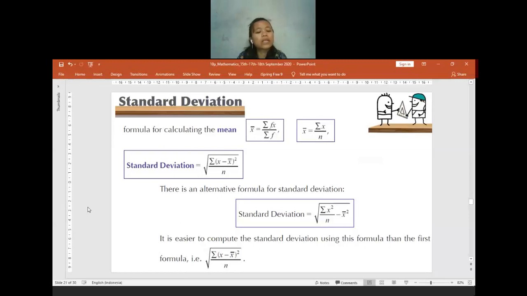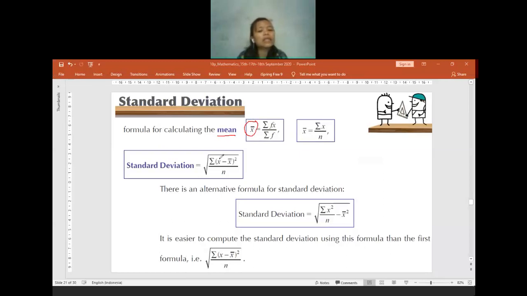For standard deviation, there are two formulas, but I think the second formula will be easier for you to calculate, with less calculation. Later on, if you pick either one, the answer will be the same. So the standard deviation will be the square root of sigma open bracket x minus x bar. The x bar here is the mean. Yesterday we already learned about the mean. So this is x bar, telling us the mean. That's why before you find the standard deviation, you have to know how to find the mean.